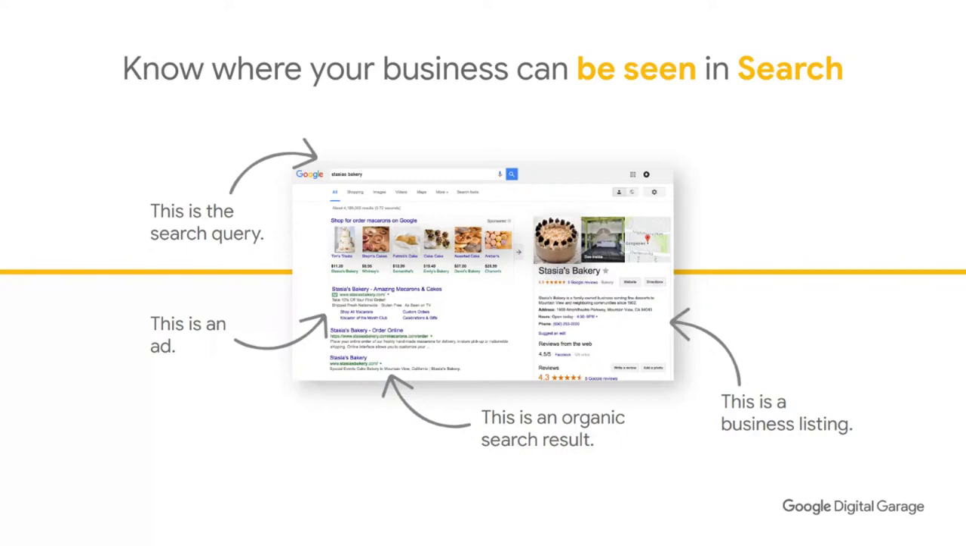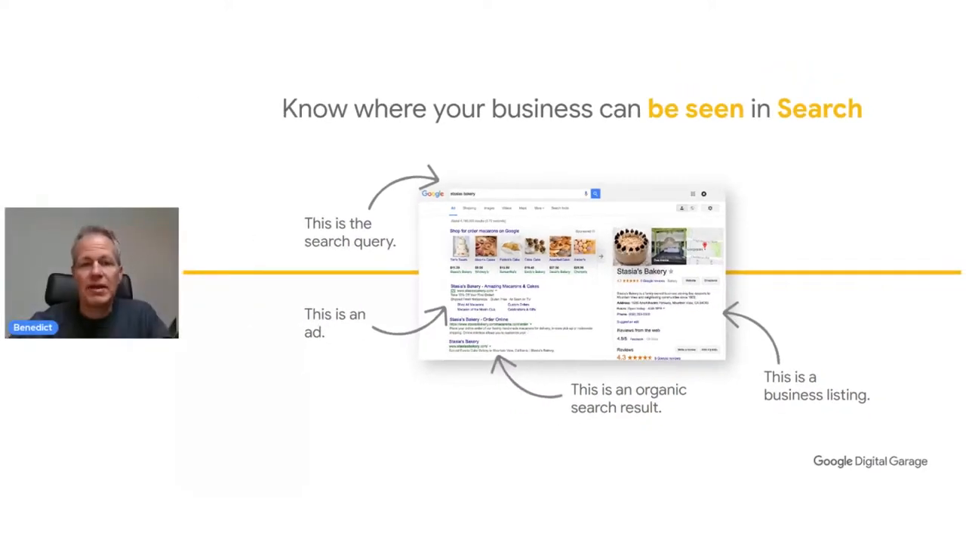So you've got the ad there, you can see ad on the left-hand side. Underneath that is the organic search result. And on the right-hand side is a Google Business Profile, which is showing you Stasia's Bakery. The big thing is you can have that set up and running, and you don't have to pay anything at all. So it's a great opportunity. So these are the different places.